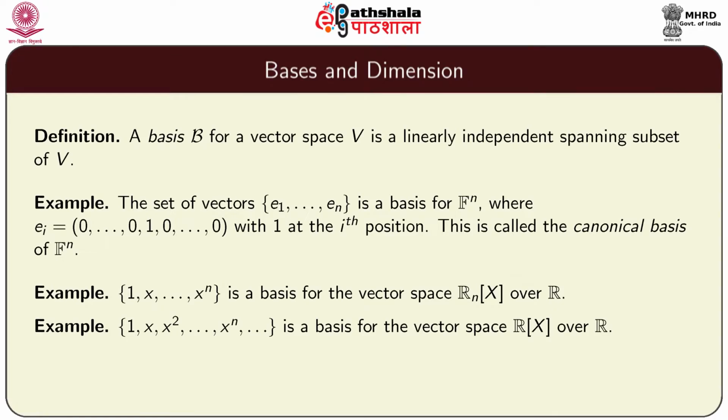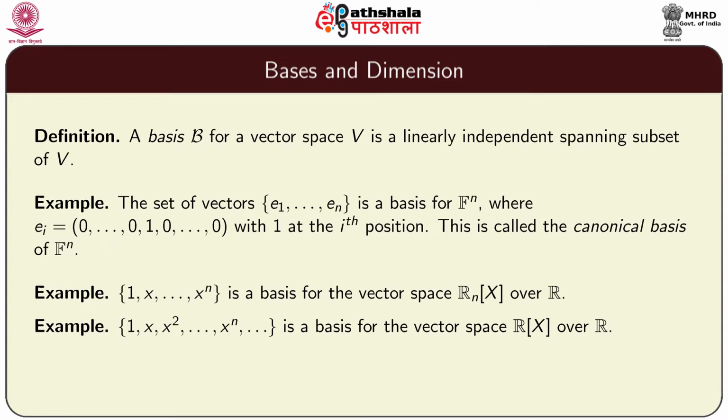We now introduce what is called a basis of a vector space. A basis B for a vector space V is a linearly independent spanning subset of V. You will see why basis is so important. You will understand it well as we proceed. So, first the example, the set of vectors e1, e2, en is a basis for F^n, where ei is nothing but the vector where 1 appears at the ith position and 0 everywhere else.